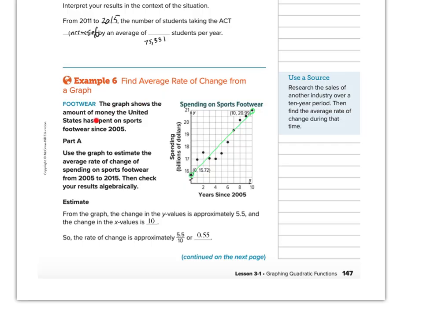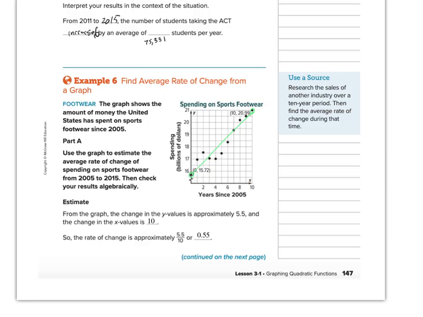But it does say here, the graph shows the amount of money the United States has spent on sports footwear since 2005. So this would be 2005, 0, because they're talking about since that point. Use the graph to estimate the average rate of change between 2005 and 2015. If this is 2005, this would be 2006, 7, 8, 9, 2010, 11, 12, 13, 14, 15, 2015.